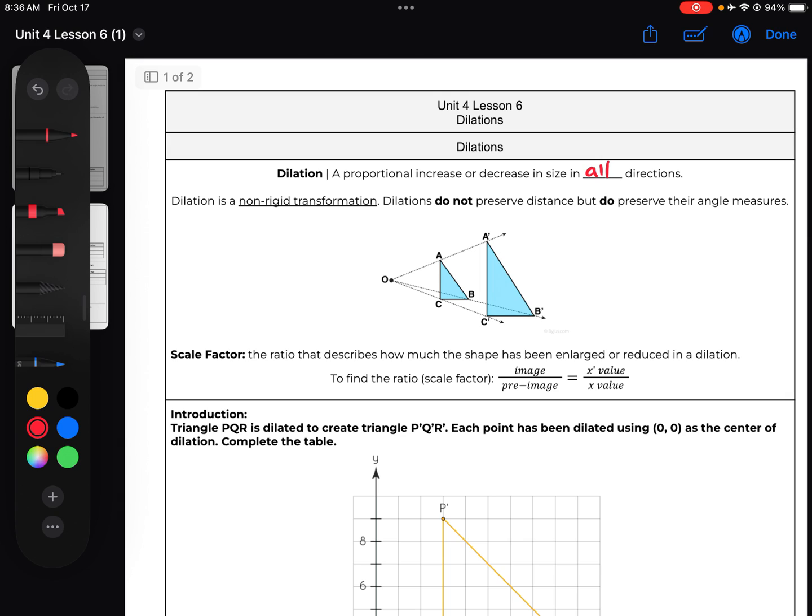A dilation is a non-rigid transformation. So it is not like a translation, it is not like a reflection, it is not like a rotation. It's going to change the size of the figure. Dilations do not preserve distance between points, but they do preserve the angle measures because it keeps the same shape.